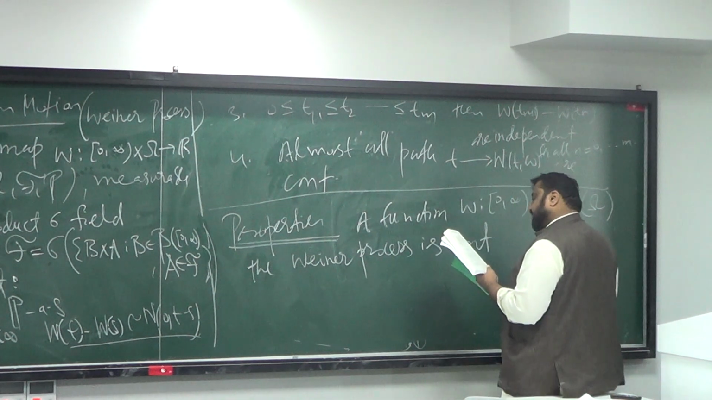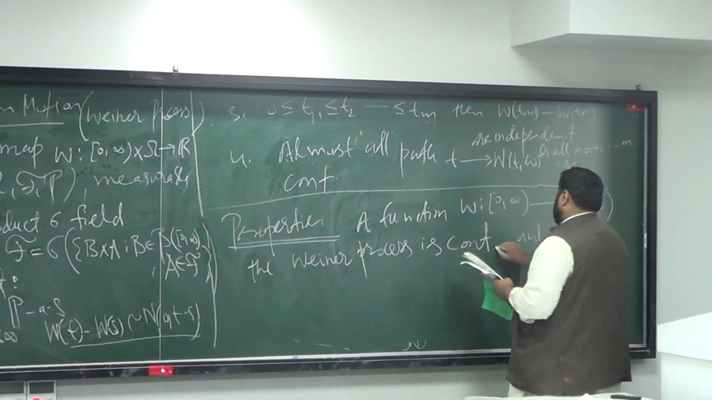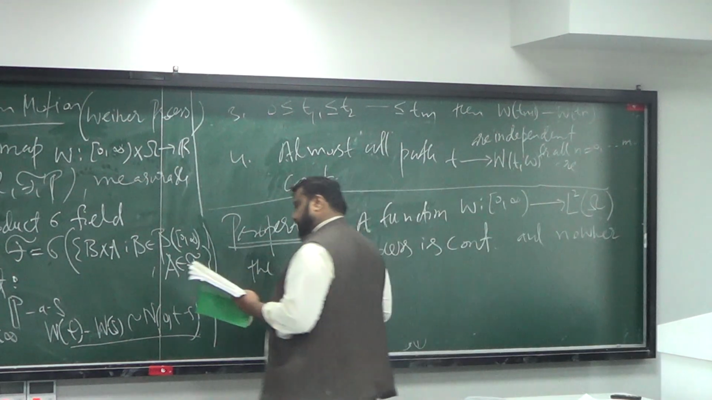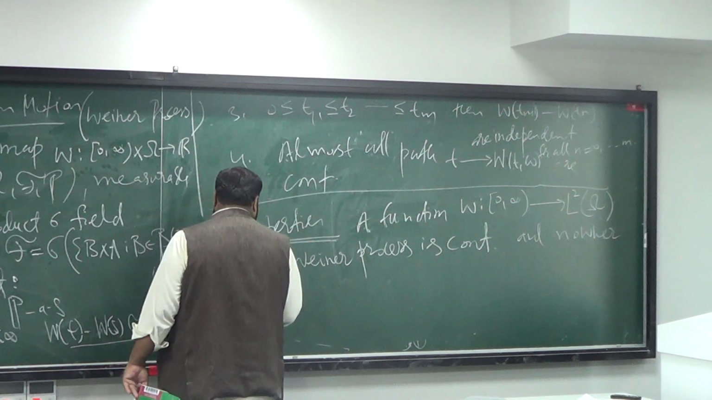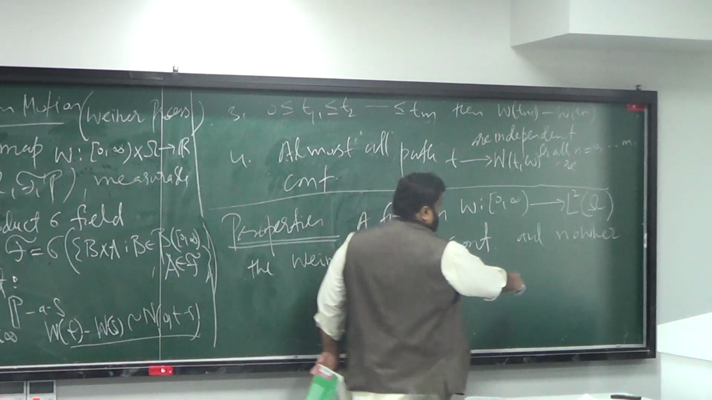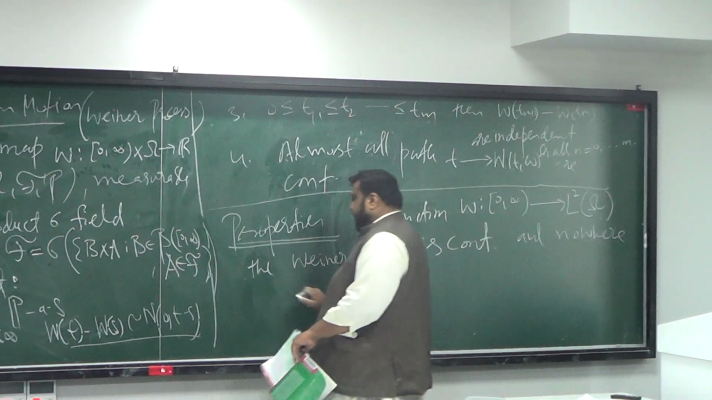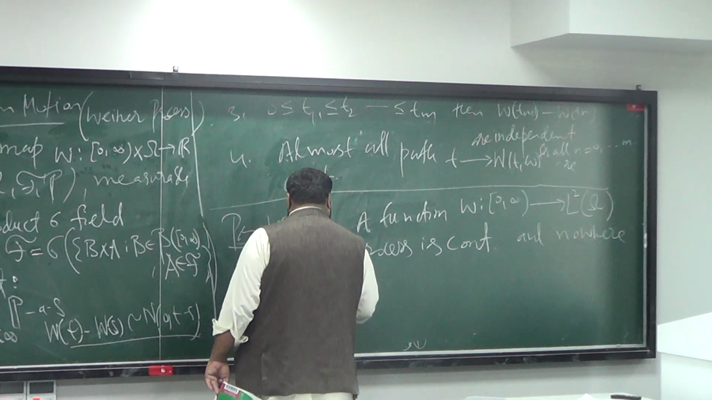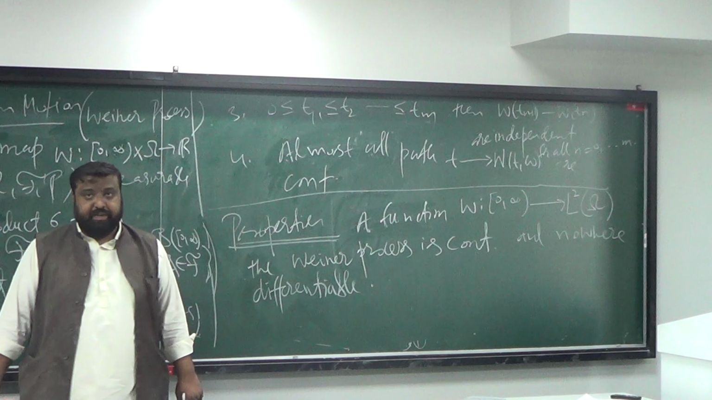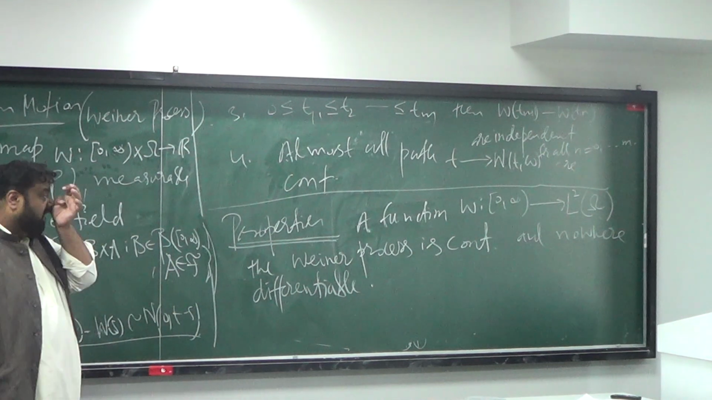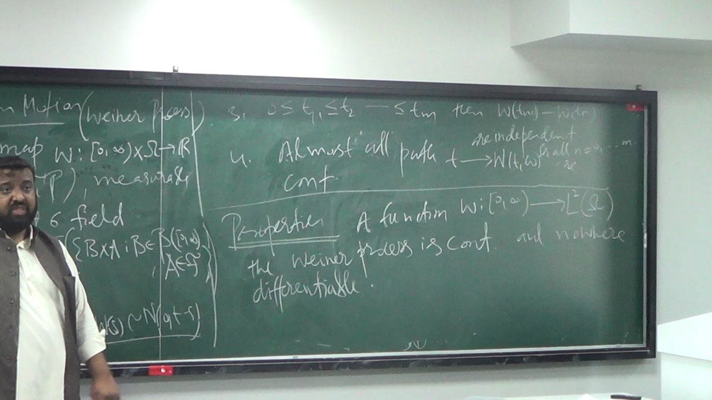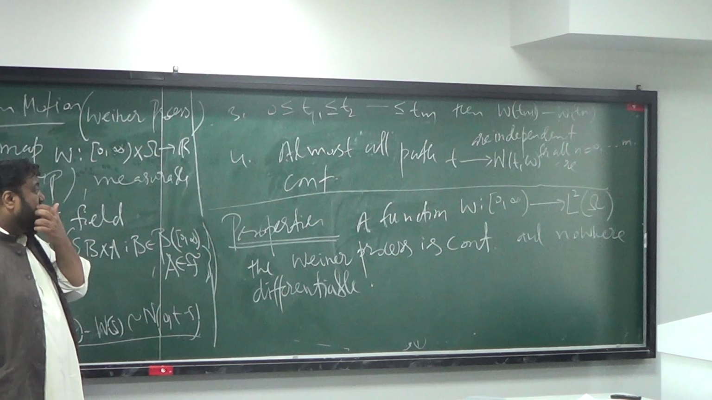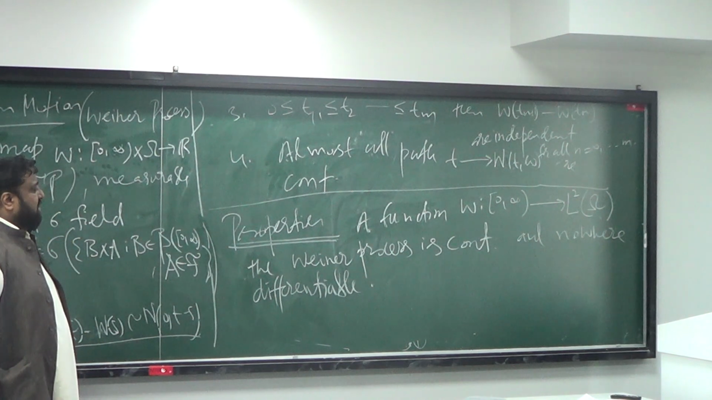It is continuous and nowhere differentiable. Okay, it's nowhere differentiable. It's continuous and nowhere differentiable. That's the first thing. In other words, if you see Brownian motion as a map from 0 to infinity to Omega, then it has these two properties.